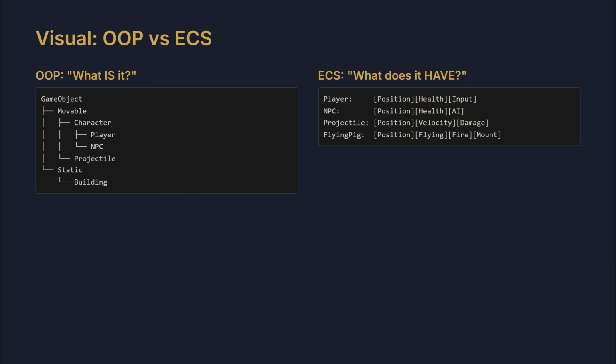So when we compare that to object-oriented programming, in OOP we would ask, what is it? An NPC is a character, is a movable, is a game object. But in an entity component system, we ask, what does it have? A player has position, has health, and has input. So where does the flying pig go? Well, we just add what we need. Our flying pig has a position, has flying, has fire, and has a mount.